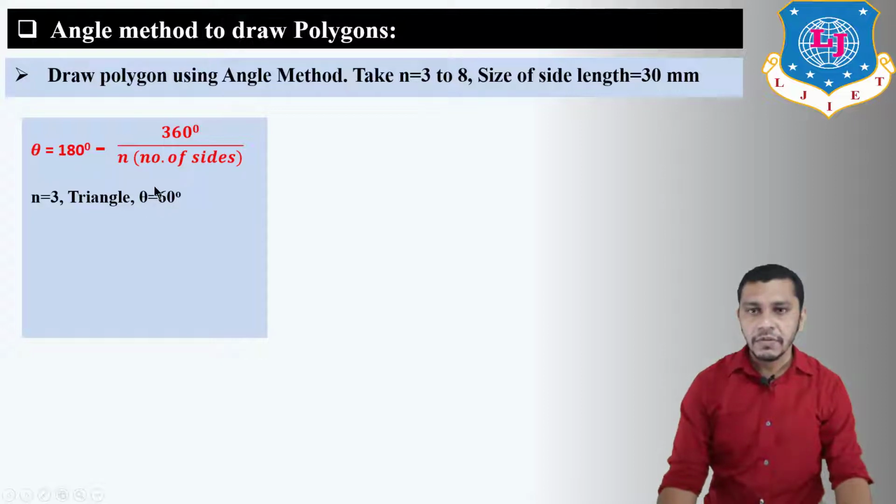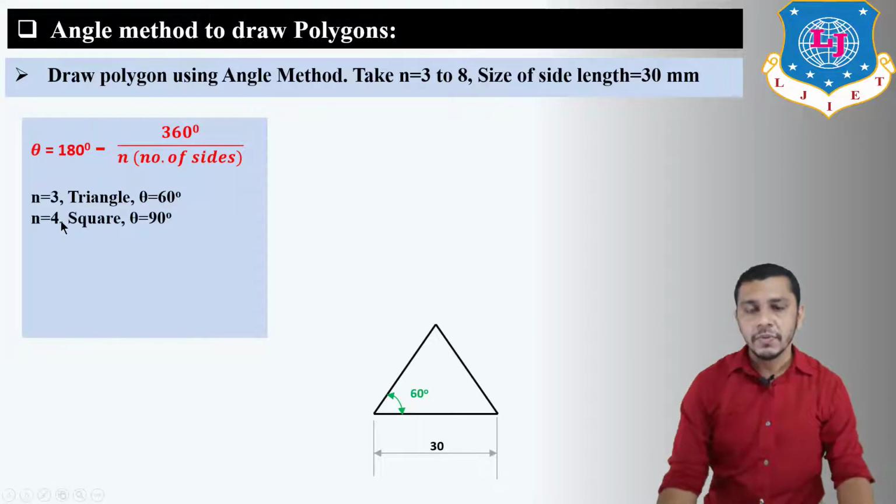So right now we have to draw the triangle by using the angle method. First of all, draw a line having side length 30 mm. Now from this point, measure an angle of 60 degree and draw a line having length 30 mm and join this point to this point. This will be a triangle. Right now we are drawing the regular polygon, so this triangle will be an equilateral triangle.